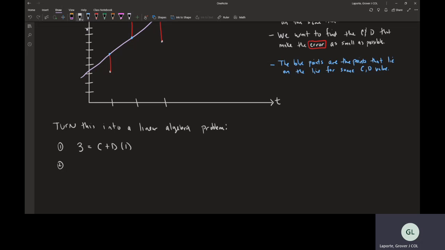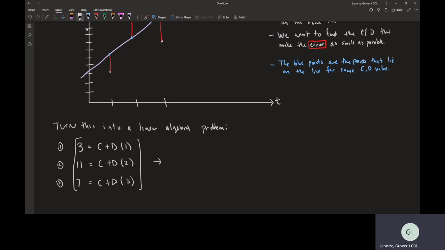My second equation would be to put the second point into that equation, and I get 11 is equal to C plus D times 2. And then our third equation would simply be 7 is equal to C plus D times 3. If I want to turn this into a matrix, if you remember, we taught systems of equations. So this is your system of equations, a way of writing it.